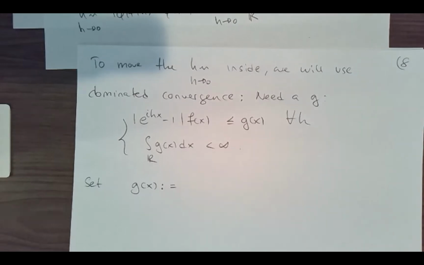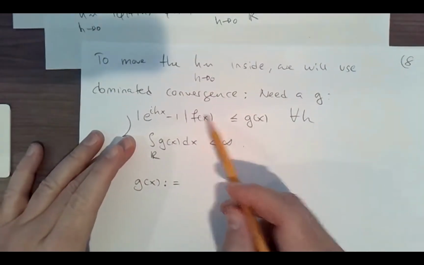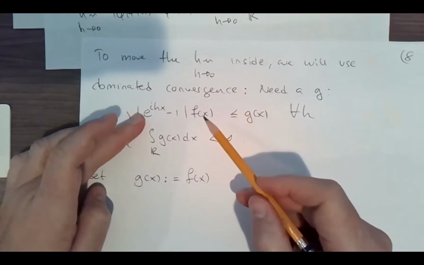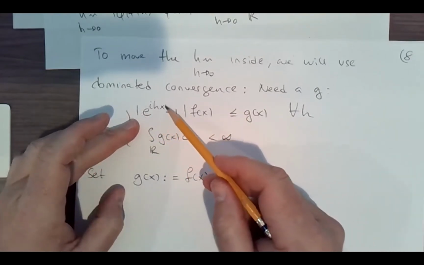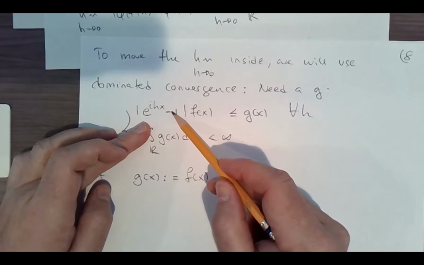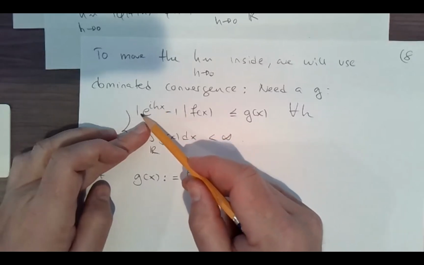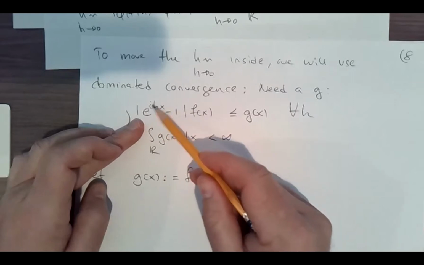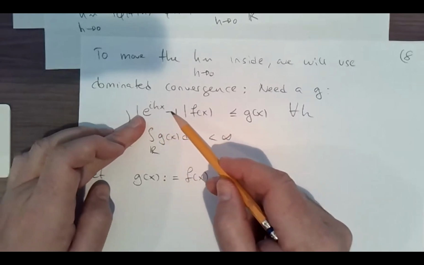Any guesses, guys? How bad can this absolute value of e^{ih} be? So probably something here with f of x. But what else would it be? Would f of x work? Is f of x always bounded by one? Well, let's see, e^{ihx}, how bad can this one here be? It's going to be bad when it's negative. So how negative can I make this? Well, I could make it negative one. This one here, an absolute value, is always bounded by one. So the worst this can be is two.